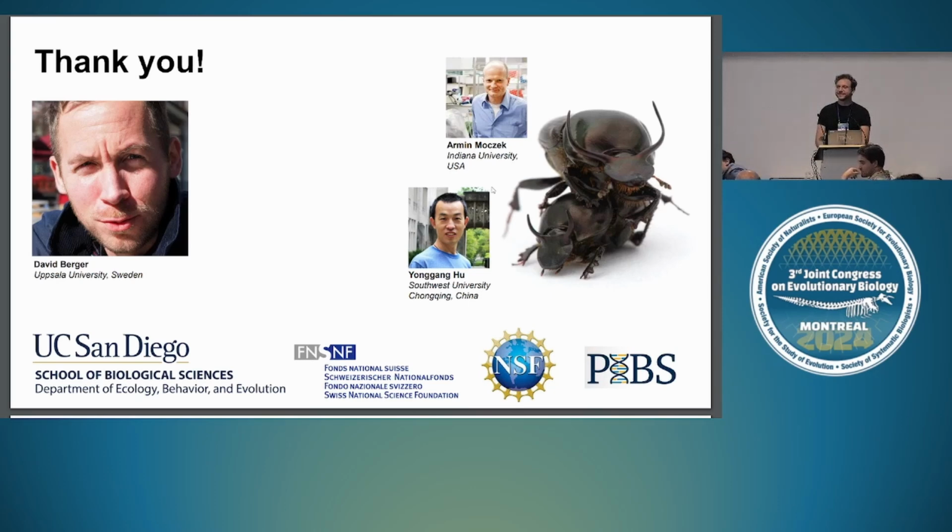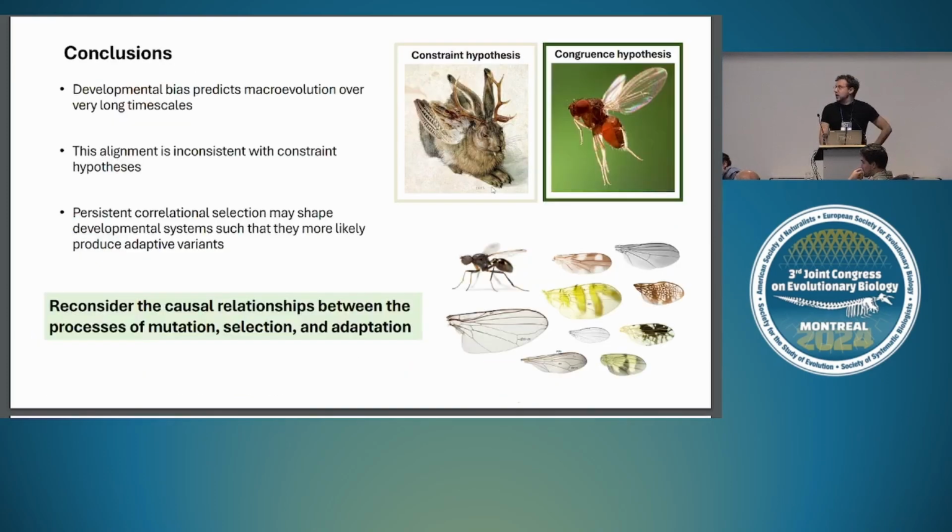Yes. As you said, I guess your evidence against the constraint hypothesis was not very strong. And there is some evidence that wing shape differences between the sexes do lead to evolutionary constraints. So I guess what kind of data would you want to collect to test your constraint?